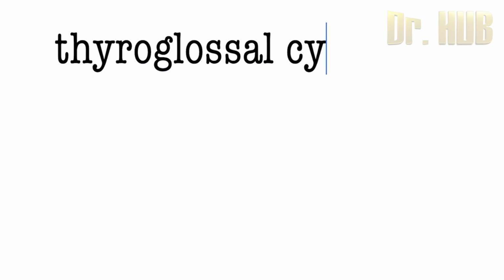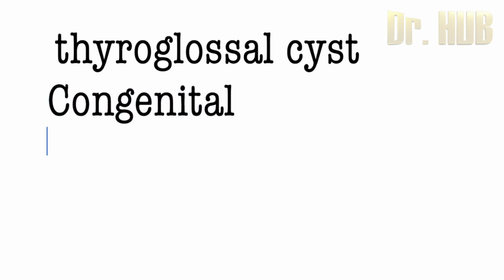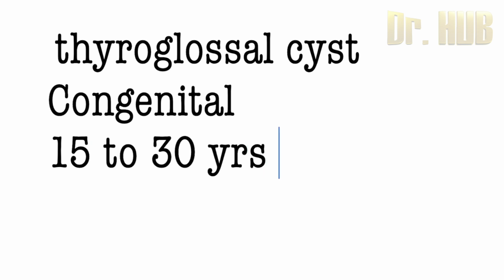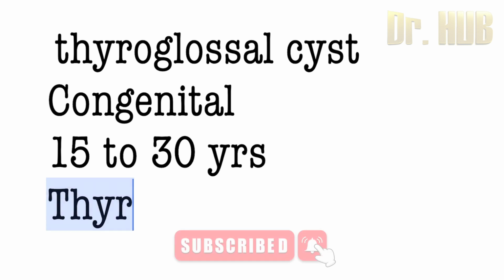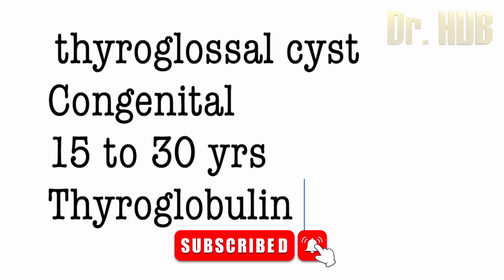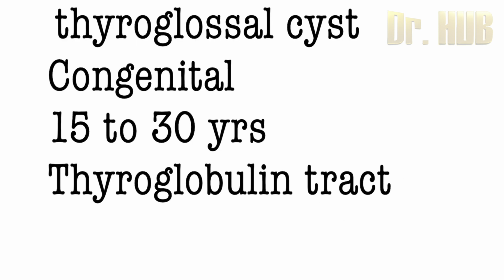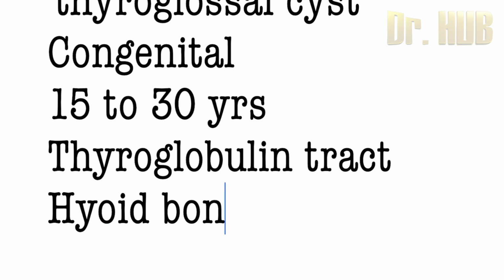Thyroglossal cyst. So what is the nature of this thyroglossal cyst? It is congenital. Date of presentation is typically from 15 to 30 years of age. So anatomically, the relation to the thyroid and the tongue will be the thyroglossal tract. And the bone in relation to the thyroglossal tract will be the hyoid bone.